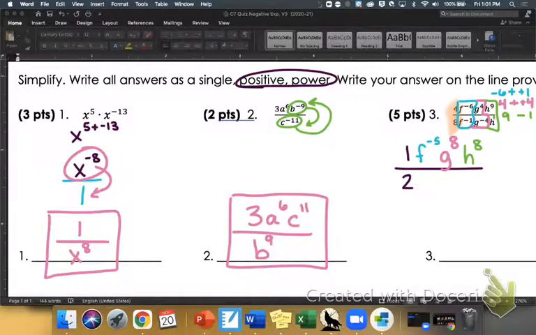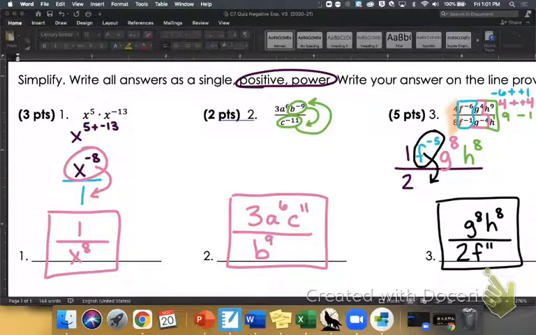Now I have to check to see if anything needs to move. In this case, I do have a negative power with that f. So we have to move it to the denominator and make it positive. So for my final answer, I leave everything else. The only thing that's moving is the f, so that means I have g to the 8th and h to the 8th staying in the numerator. If I wanted to keep the 1 there, that's all right with me. Then I keep the 2 in the denominator, but it is now joined by the f variable, which now changes from negative 11 to positive 11.